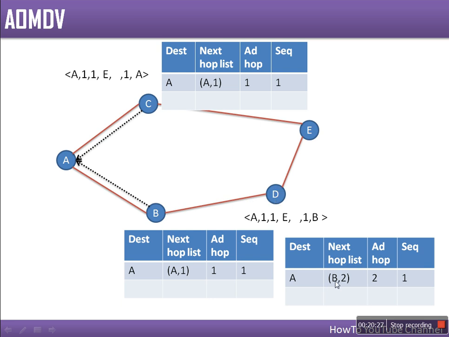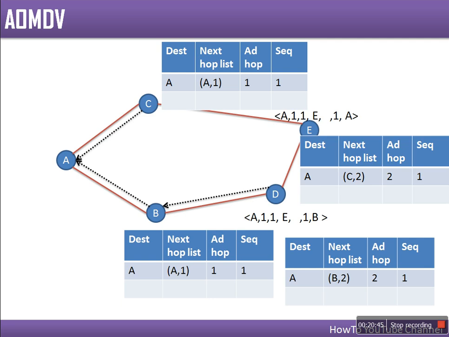So the next hop will be B for destination A, the total hop count is 2, and the advertised hop count will be 2. The sequence number will be taken from the packet. So this is the way they set up their reverse path. And the same for E. Here node E will receive a route request packet. So E will find out that in order to send any packet to A, it should forward those packets to C. C is one hop away from A. So from E the total distance will be 2. So E also will create one entry in its routing table.